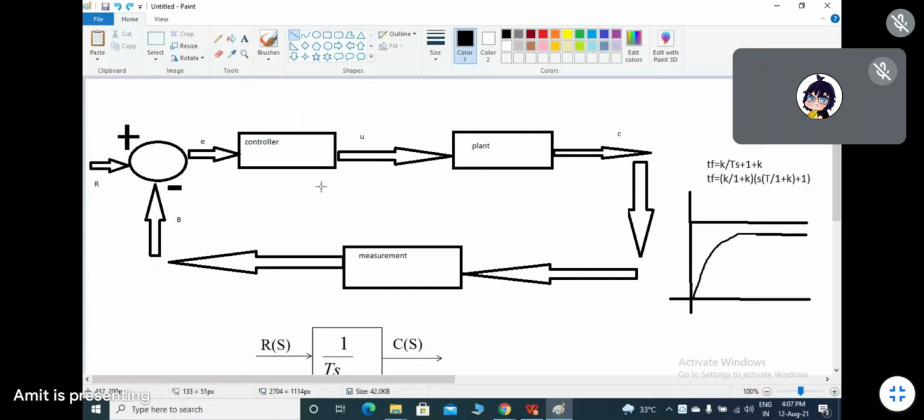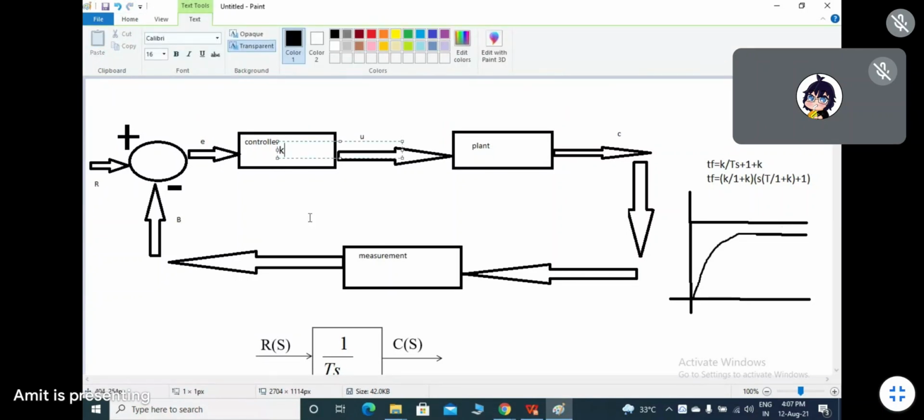So why am I telling this? There is a controller. Here it is a proportional controller, so just some gain. I am writing it as K.